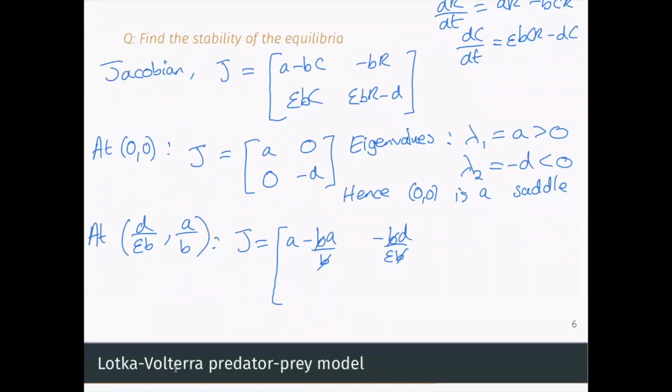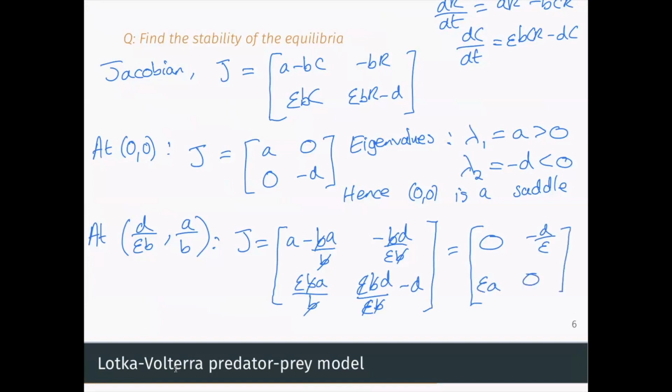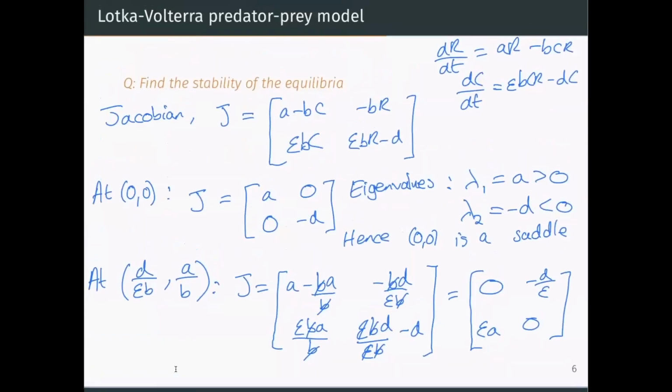In the bottom left, we're going to have epsilon B A over B. B's cancel. And in the bottom right, we're going to have epsilon B d over epsilon B. Epsilons and B's cancel, so we just have d here and A minus d. So we have 0 in the top left, minus d over epsilon in the top right, epsilon A in the bottom left, and 0 in the bottom right. Now note, this is not in diagonal or upper triangular form or lower triangular form, so we can't write down our eigenvalues immediately from this.